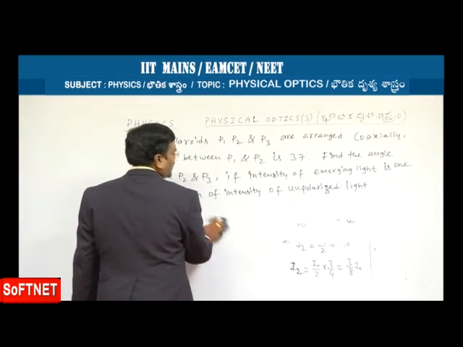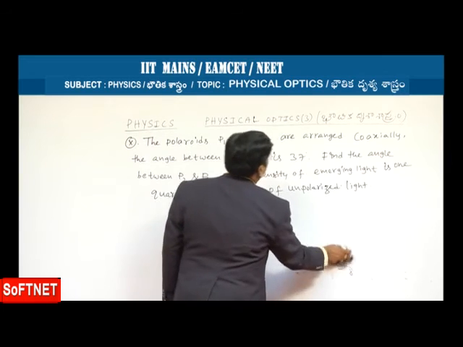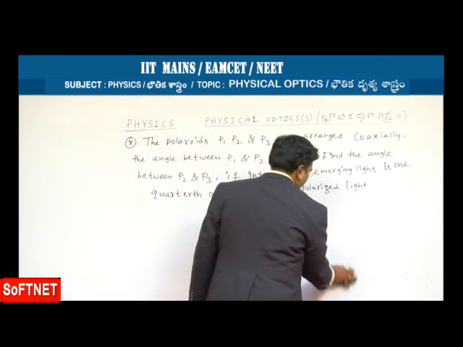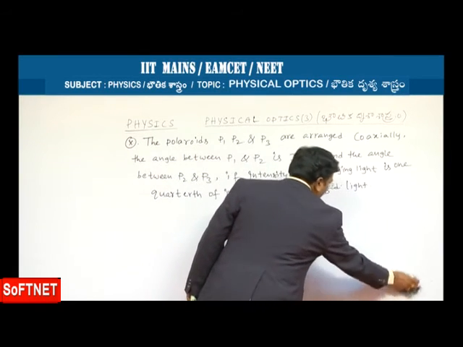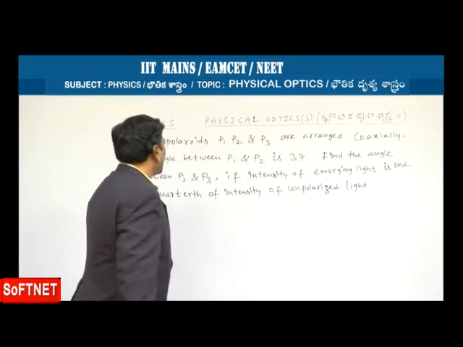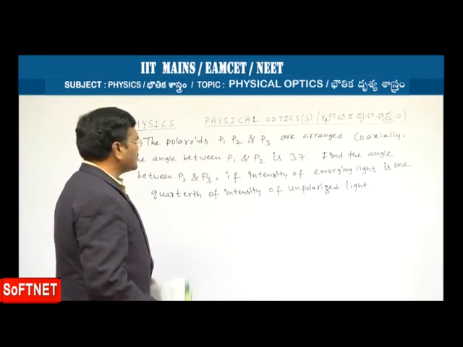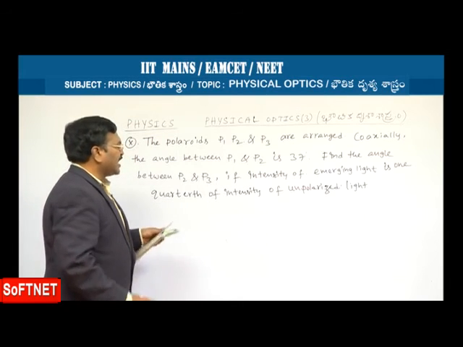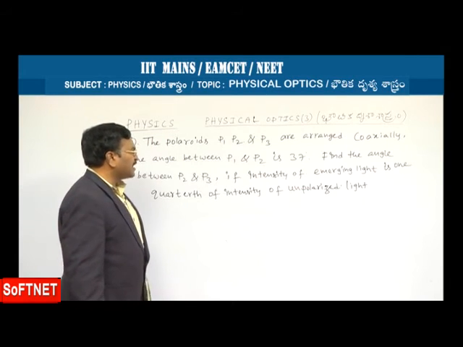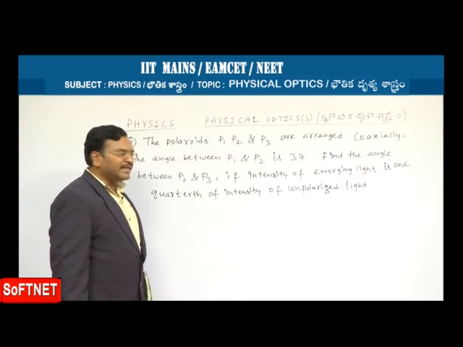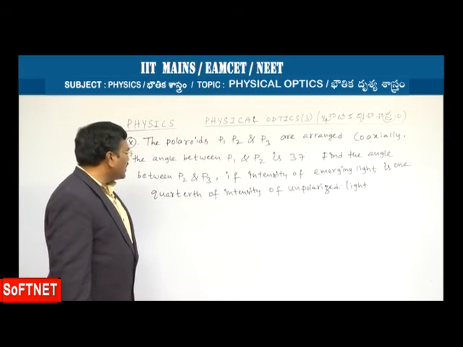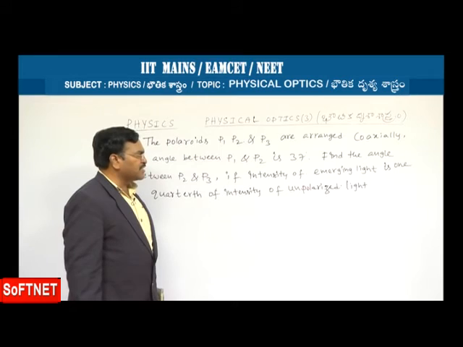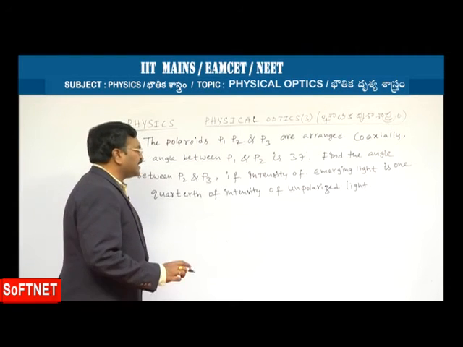We have three polarizers P1, P2, P3 arranged coaxially. The angle between P1 and P2 is 37°. Find the angle between P2 and P3, if the intensity of emerging light is 1/4 of the intensity of unpolarized light. Here we have three polarizers.